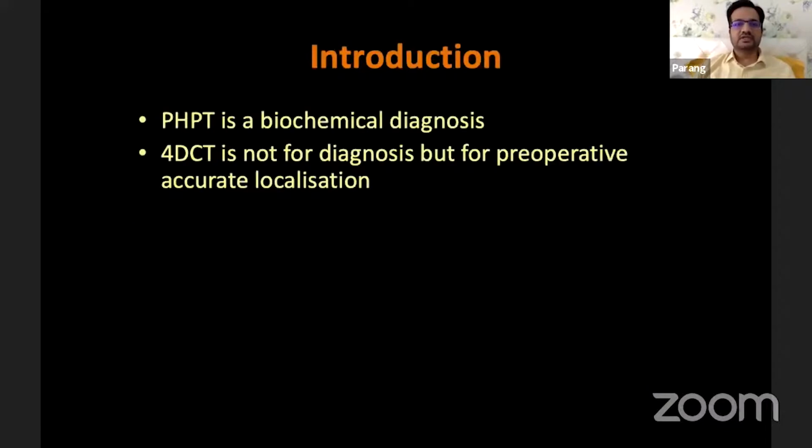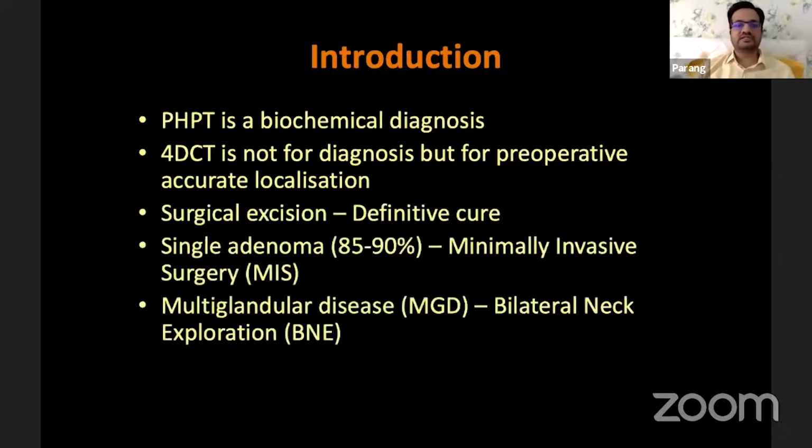As we have discussed so far, we know that primary hyperparathyroidism is a biochemical diagnosis. So the 4D CT is never for the diagnosis. It is not for the sake of the diagnosis of hyperparathyroidism, but to accurately, preoperatively localize the culprit lesion. Because as we know, surgical excision can offer a definitive cure. And for that to be successful, we need to pinpoint every possible adenoma that might be there so that the surgeon can effectively take all of them out, and hence we can have a curative treatment by surgery.